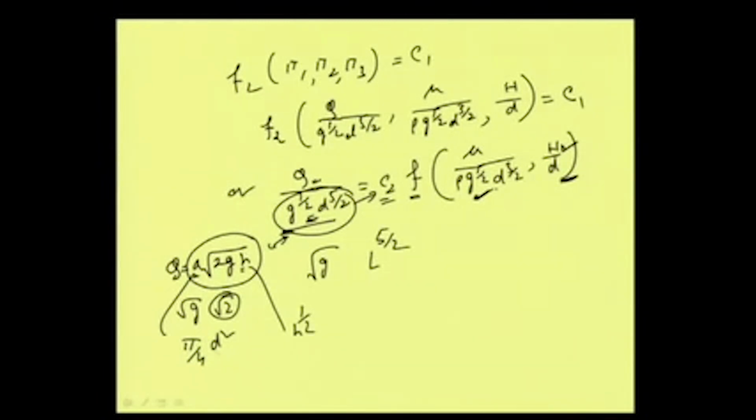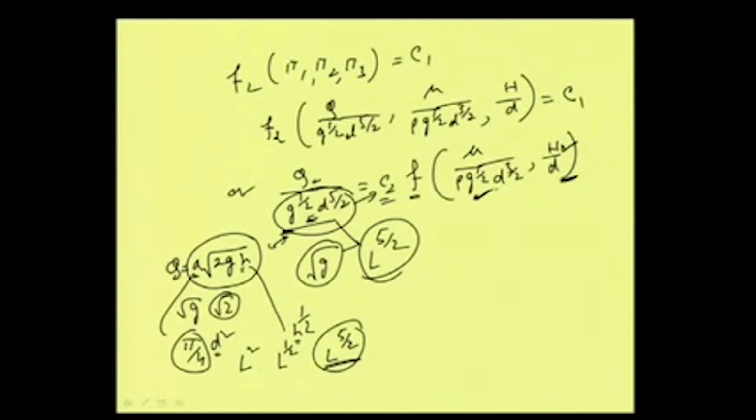So what is the dimension of this? If we combine, pi by 4 is a constant part, d square means we can write L square, and H has the dimension of L, so L to the power half. If we combine, this becomes L to the power 2 into 2, so it is 4 plus 1, 5, so 5 by 2. So from here we are getting L to the power 5 by 2, and here also we are getting L to the power 5 by 2, and then root over g is there here.